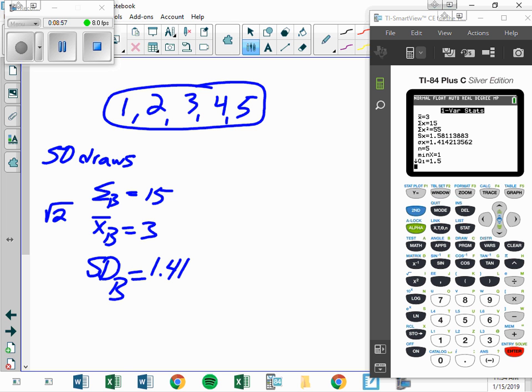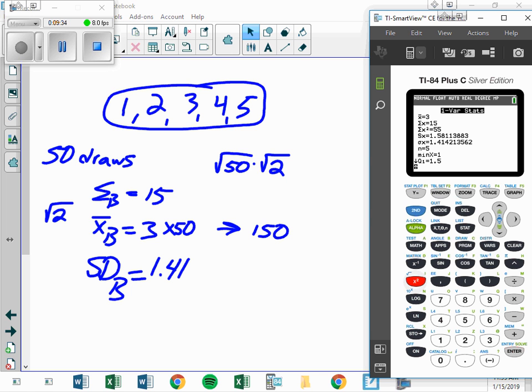Okay. So the question says the sum of the draws turns out to be 157. Well, what is the expected value if I do 50 draws? Multiply this by 50. I'm expected to get 150. Give or take how much? Well, I'm going to take the square root of 50 times 1.41, which is the square root of 2. So the square root of 50 times the square root of 2.